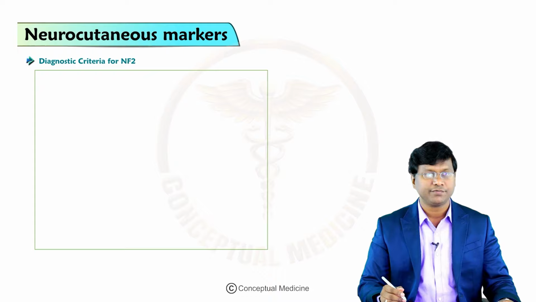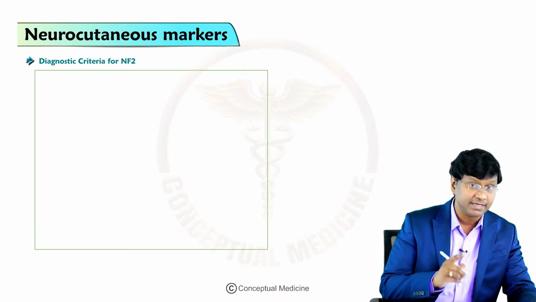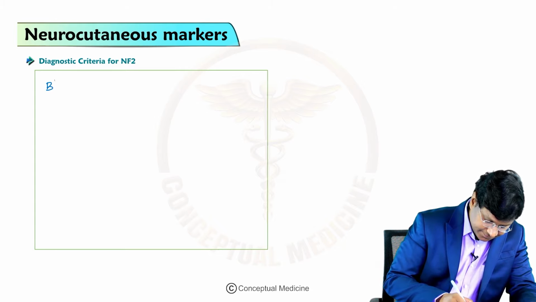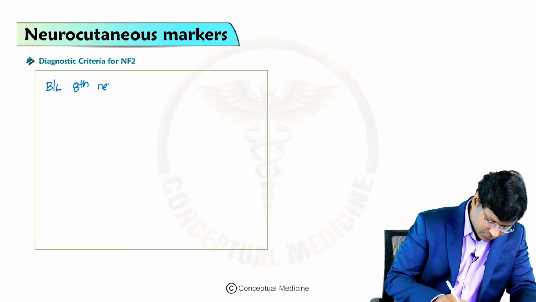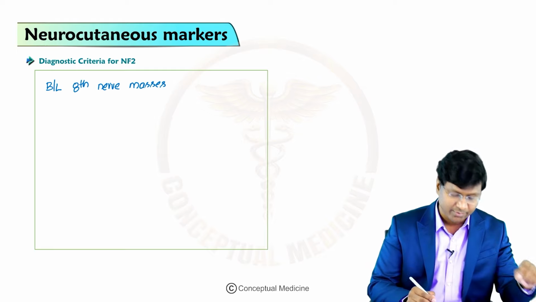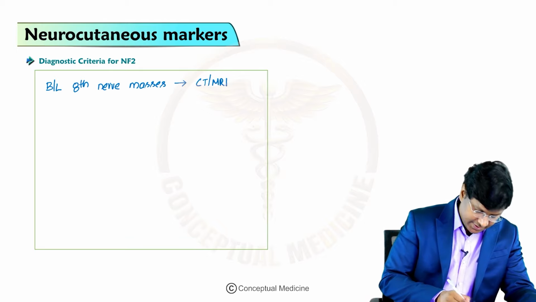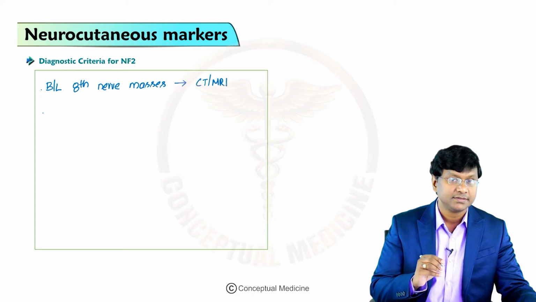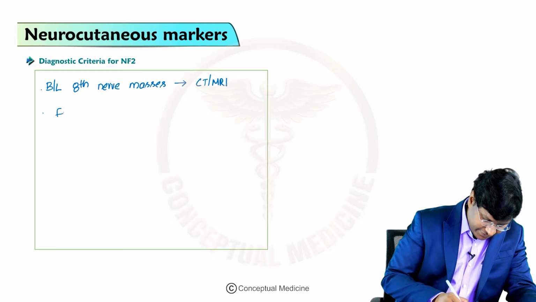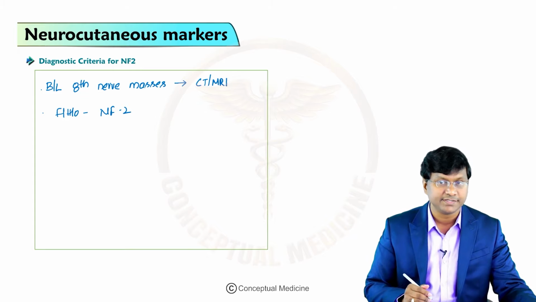So, if you see the diagnostic criteria of neurofibromatosis type 2, any one of the following should be present. Number 1, bilateral eighth nerve masses consistent with acoustic neuromas, and this should be demonstrated by CT or MRI. Then followed by that, a parent, sibling or child with neurofibromatosis type 2 should be there. So family history of neurofibromatosis type 2, because neurofibromatosis is an autosomal dominant type of inheritance.